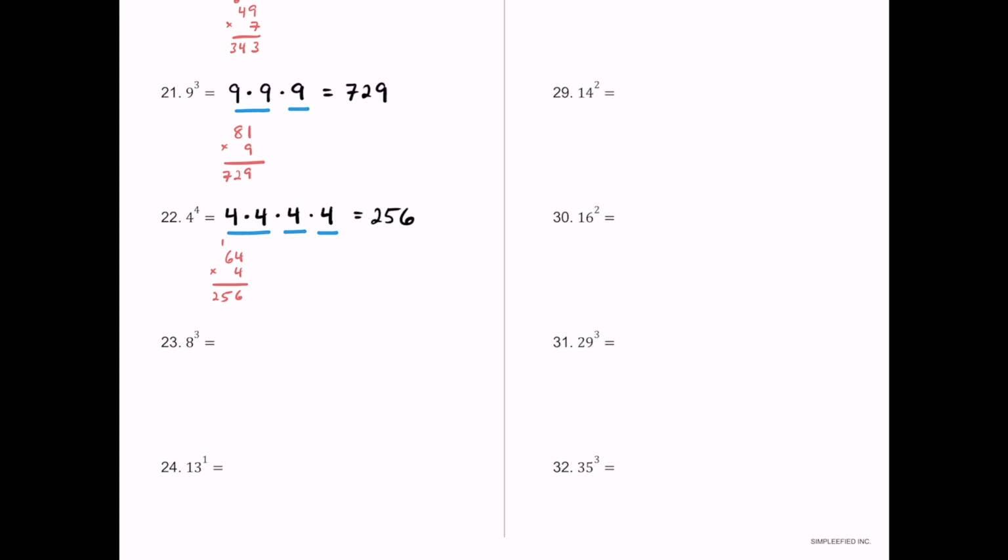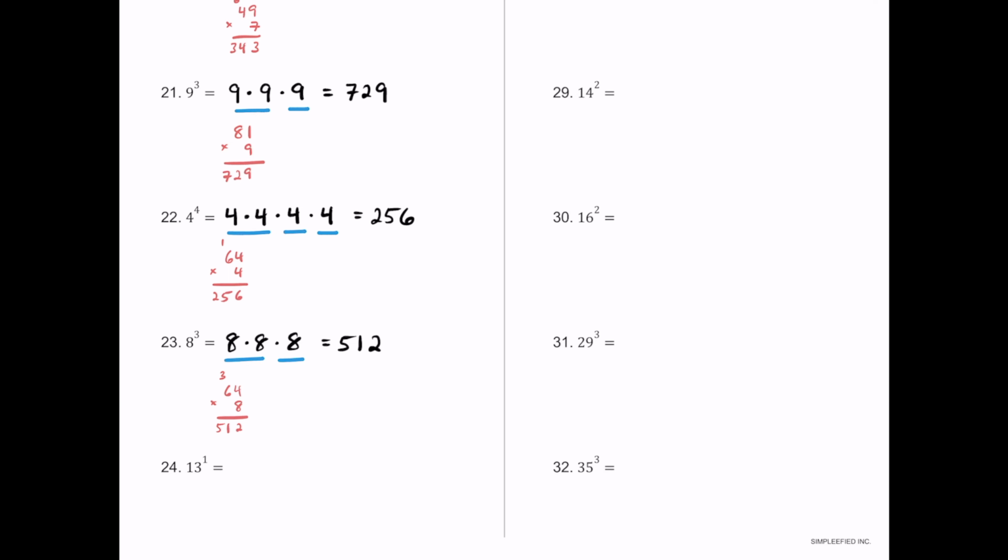For number 23, we have 8 to the 3rd power, or 8 cubed. That's 8 times 8 times 8. And so 8 times 8 in the beginning is going to be 64. And then 64 times 8, I believe, is 512, but let's go ahead and check that. 64 times 8, that's going to be 32, carry the 3. 48 plus 3 is going to be 51. So we're going to get 512.